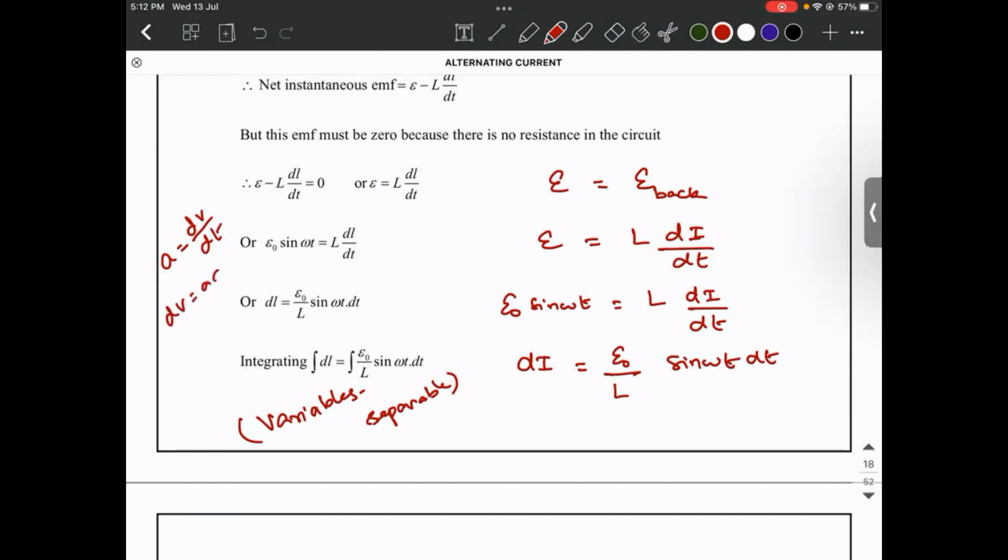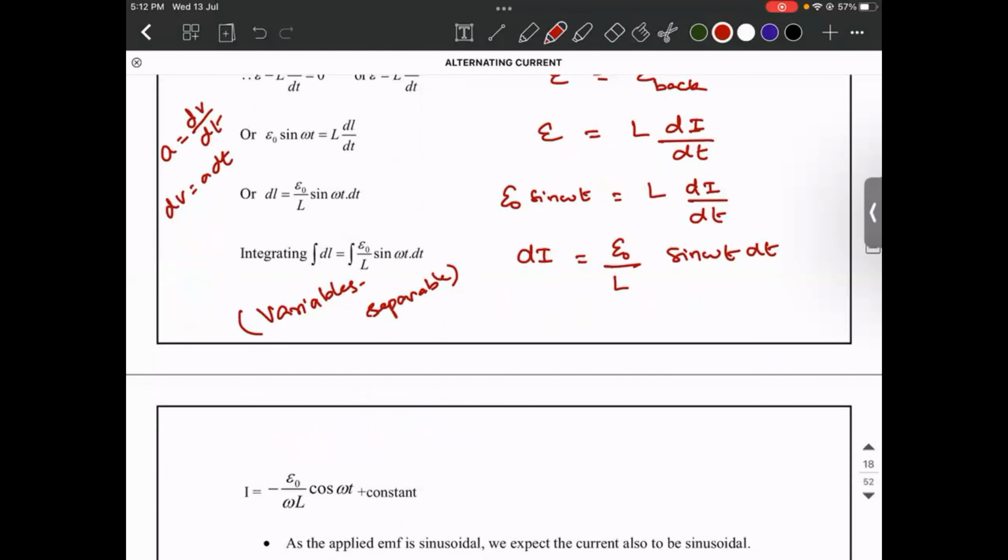So you'll write dV is equal to A dt, and then you will start integrating. You separate the variables, meaning dV is separated from dt. Since you're separating the variables, the method is called variables separable. Okay, so coming back to physics, I hope this equation is clear.